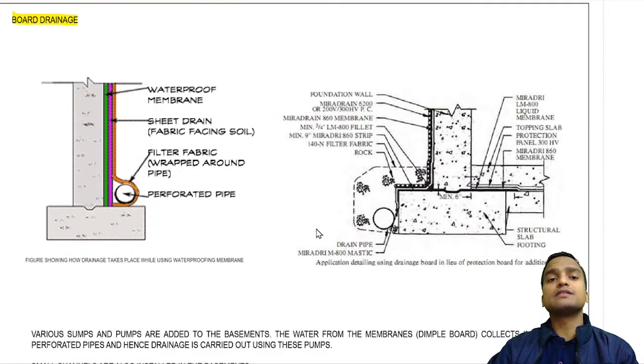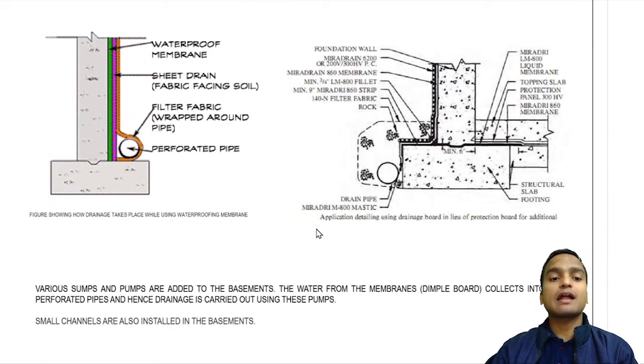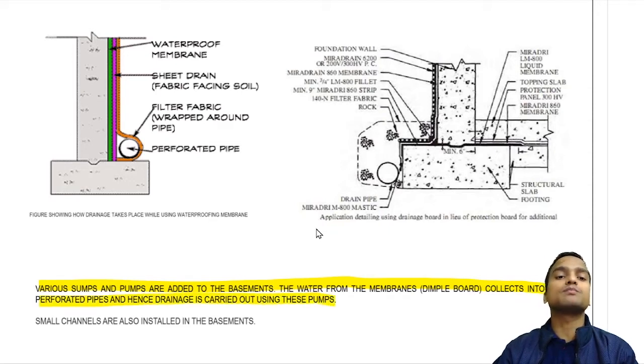And board drainage is the fifth type of positive side waterproofing system. And here various sumps and pumps are added to the basements. The water from the membrane like the dimple boards collects into the perforated pipes, and hence drainage is carried out using these pumps. So here we use perforated pipes like this, okay, at the base. Now these perforated pipes, what do they carry? They carry the moisture or the water that is coming through the subsoil into these concrete elements.